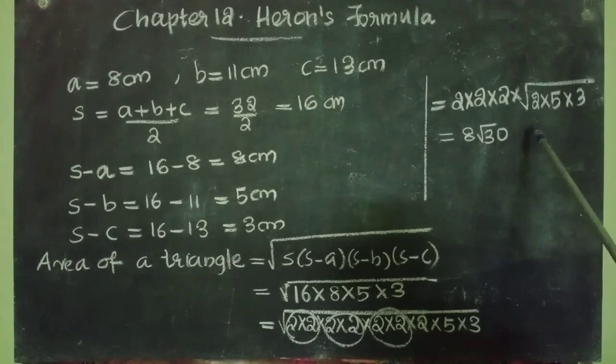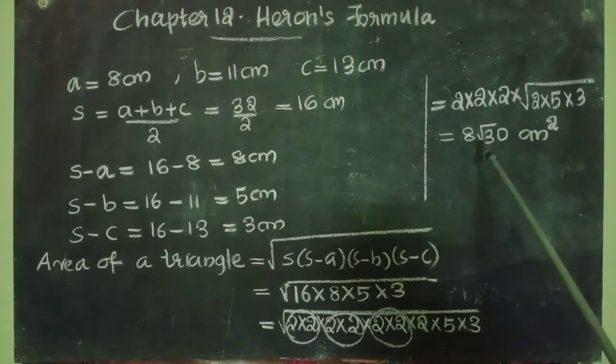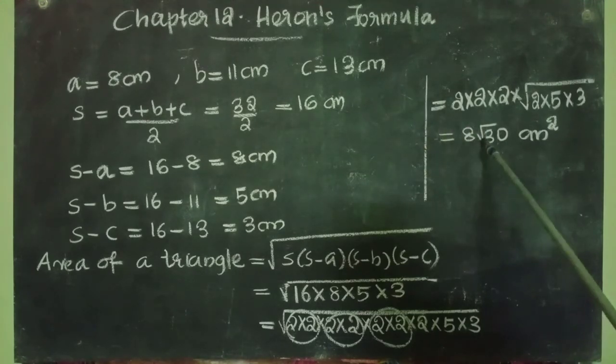Now we need to add the unit here. This one is the area of the triangle. So the unit is centimeter square. Therefore, area of triangle equal to 8 root 30 centimeter square.